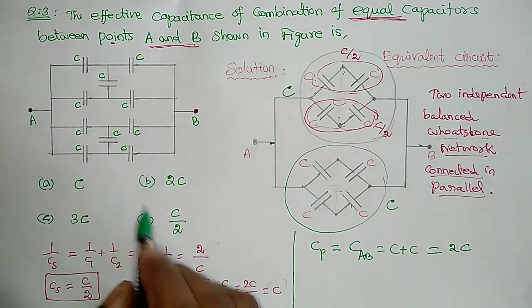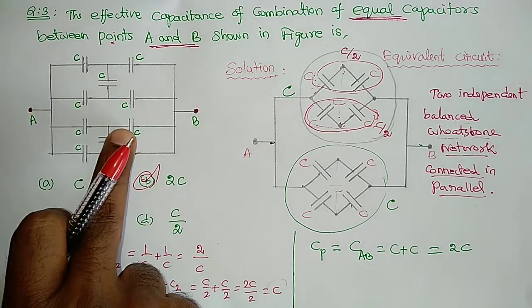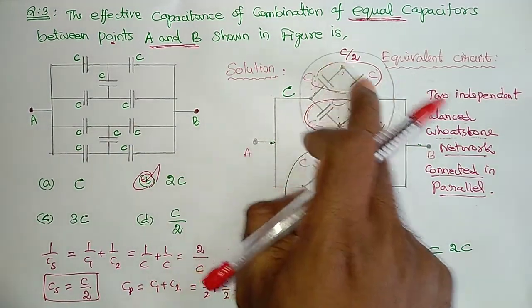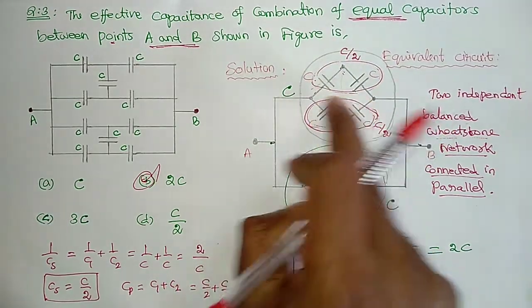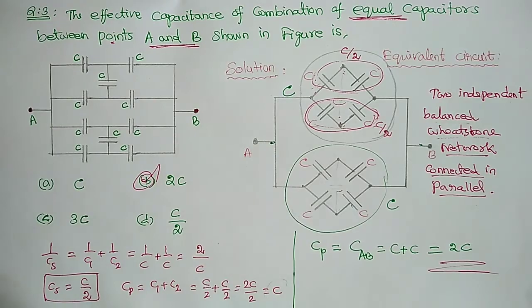So you see the options. So option B. Once you can understand the network, then we will draw the equivalent circuit. Then we apply the capacitance of series combination and the parallel combination. Then we can easily calculate the final result.